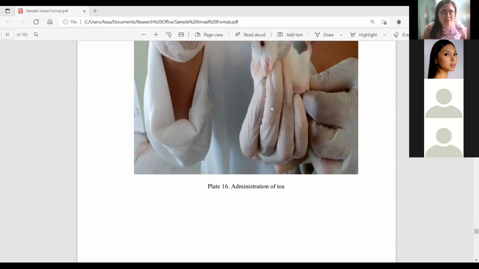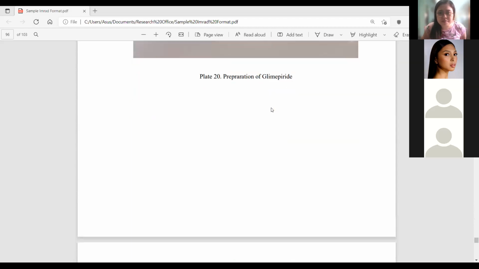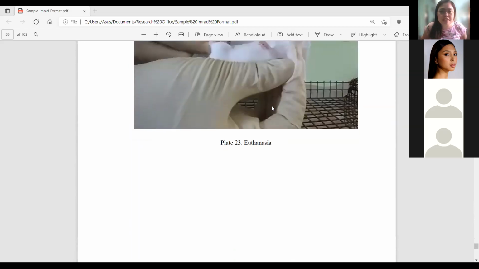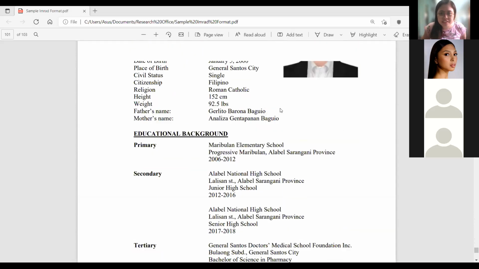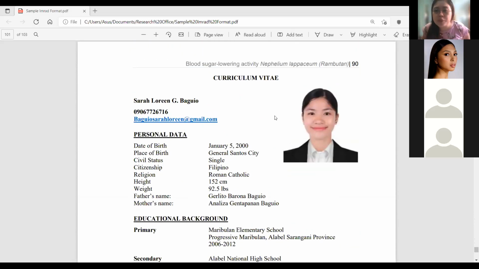What else? After the plates, for the proposal defense, this is also very important. Syempre, the curriculum vitae. So you can follow their format also. Please include the 2x2 picture. But sa picture, walay mag-selfie ha. Pirmi ginareklamo ni Dean basta mga proposal defense kay naay mga picture nga nag-selfie.